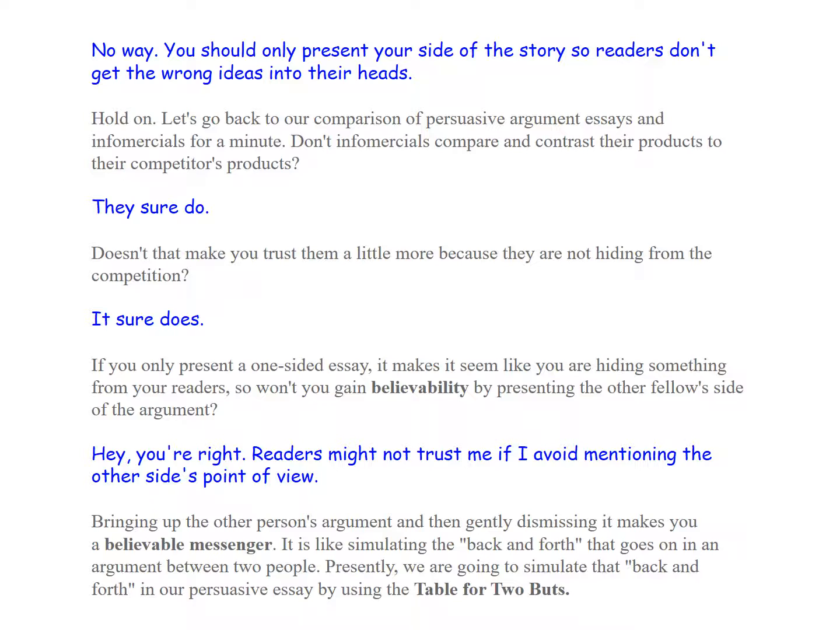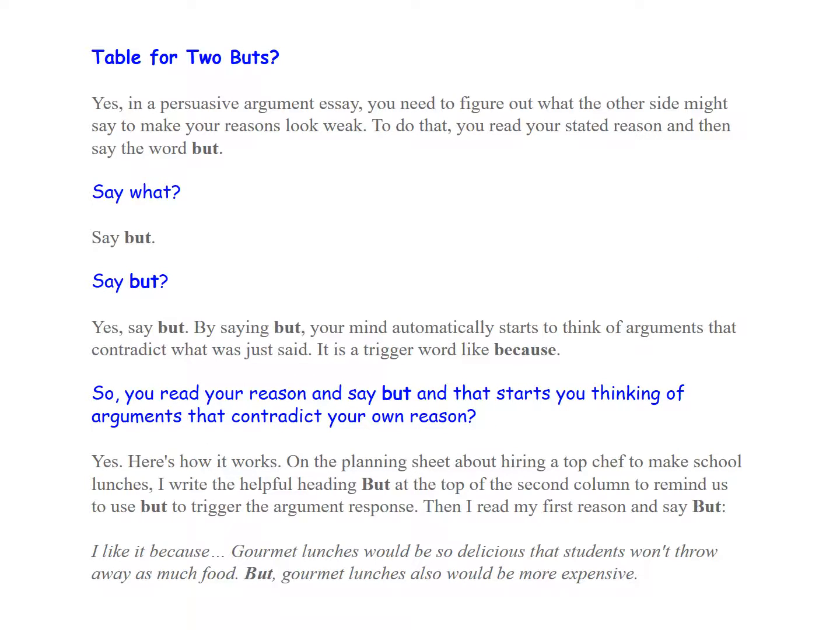Hey, you're right. Readers might not trust me if I avoid mentioning the other side's point of view. Bringing up the other person's argument and then gently rebutting it makes you a believable messenger. It's like simulating the back and forth that goes on in an argument between two people. Presently, we are going to simulate the back and forth in our persuasive essay by using the table for two buts. Table for two butts?